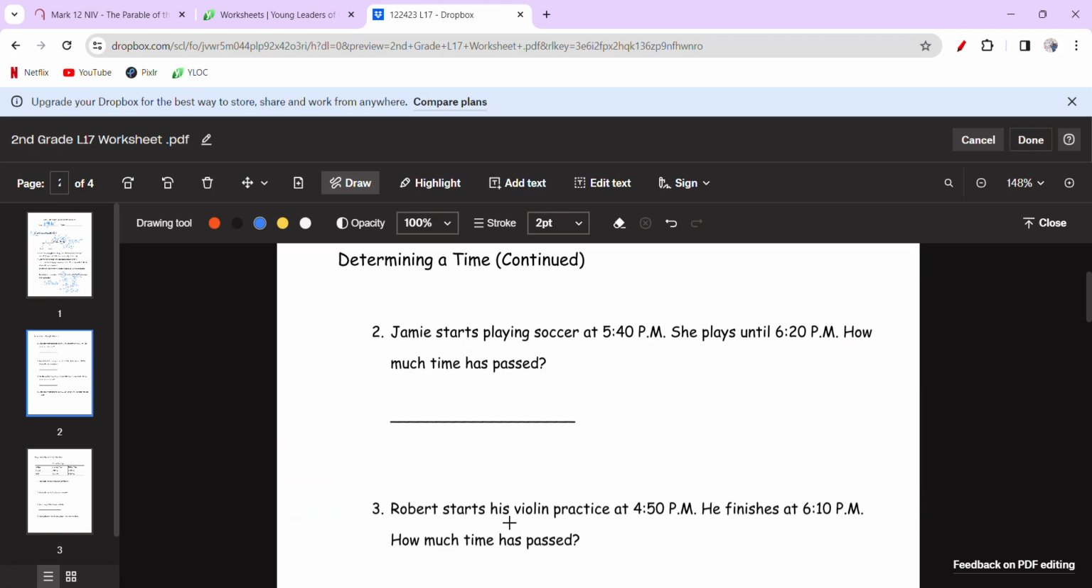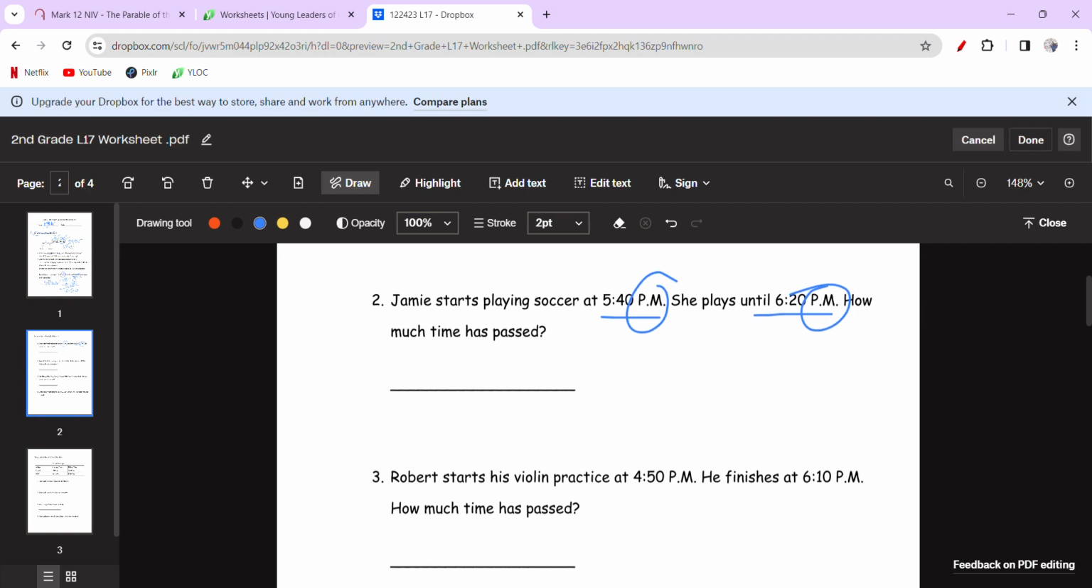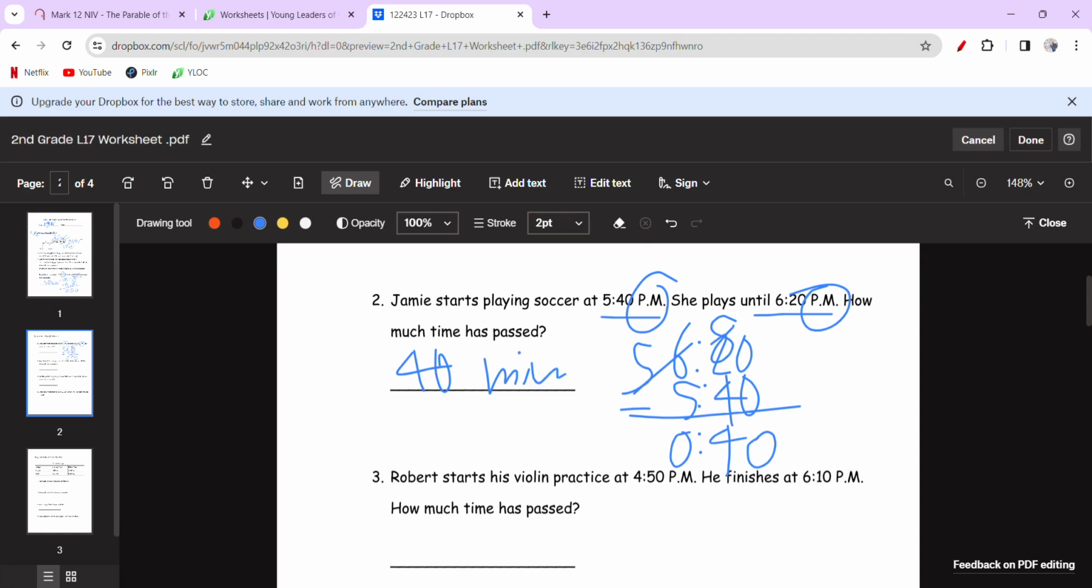Jamie starts playing soccer at 5:40 p.m. She plays until 6:20 p.m. How much time has passed? Again, the PM stays, so we just need to minus the current time minus the original time. 0 minus 0 is 0. 2 minus 4, you cannot do that, so you have to borrow. This would be a 5, and there's 60 minutes in 1 hour. So it would be 60 plus 20, which would be 80. So 8 minus 4 would be 4. 5 minus 5 is 0. So we know that 40 minutes has passed.